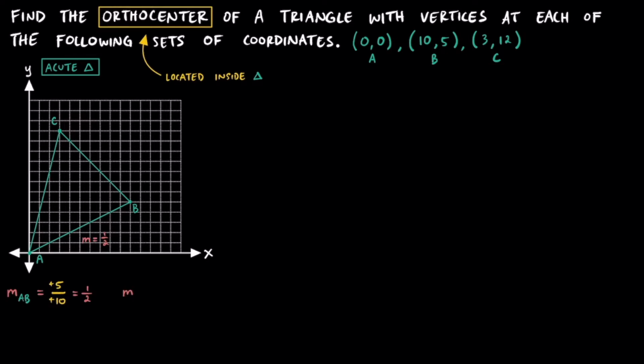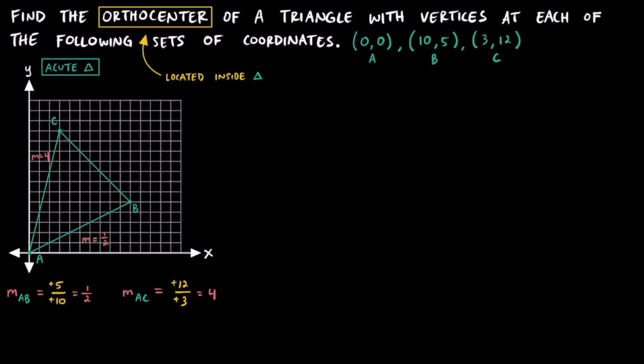Using vertex A again, let's find the slope of segment AC. From point A to point C, we have a vertical change of positive 12 units up, and a horizontal change of positive 3 units to the right. Simplifying this ratio, we know the slope of segment AC is equal to 4. Now that we know the slopes of these 2 segments, we can go ahead and find the slopes of the altitudes that are perpendicular to them.